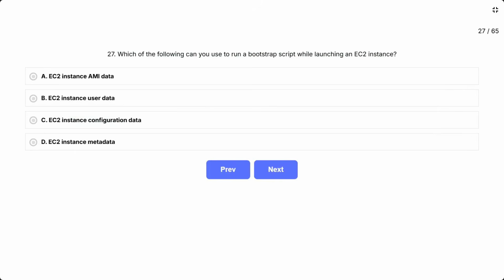Question 27. Which of the following can you use to run a Bootstrap script while launching an EC2 instance? A. EC2 instance AMI data. B. EC2 instance user data. C. EC2 instance configuration data.